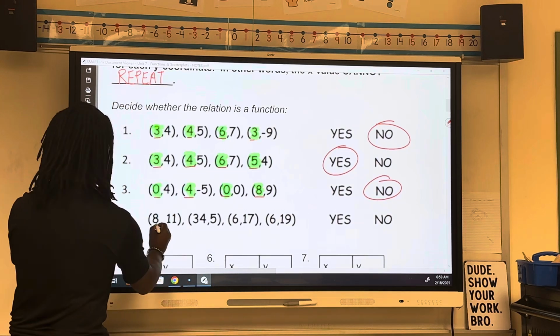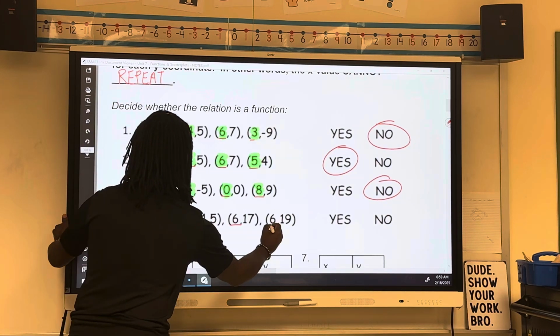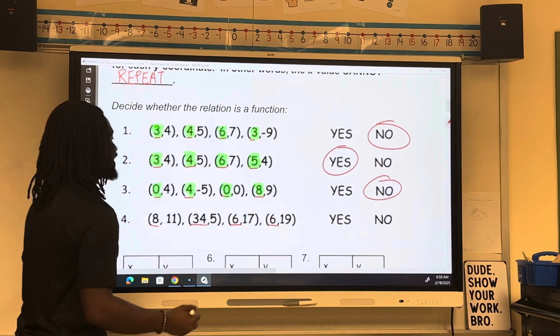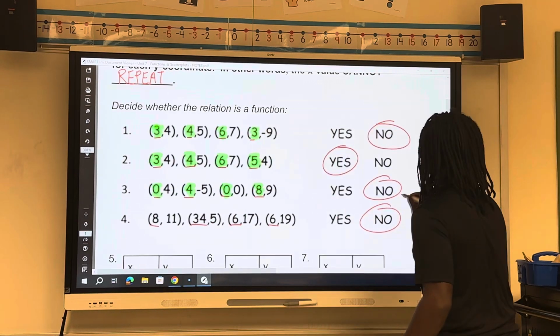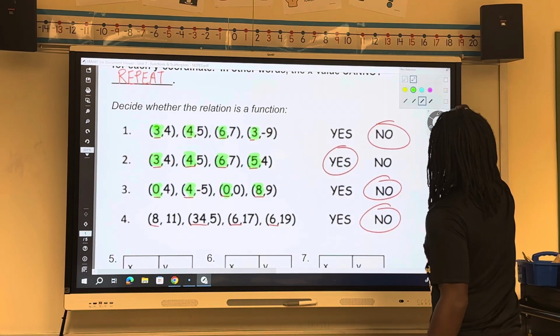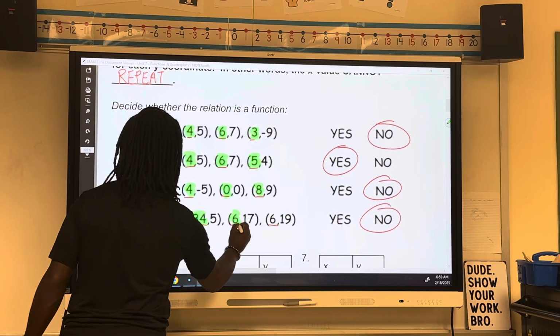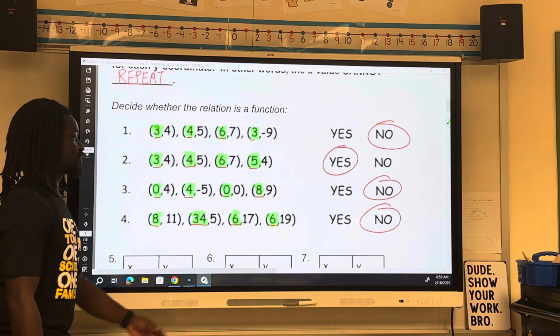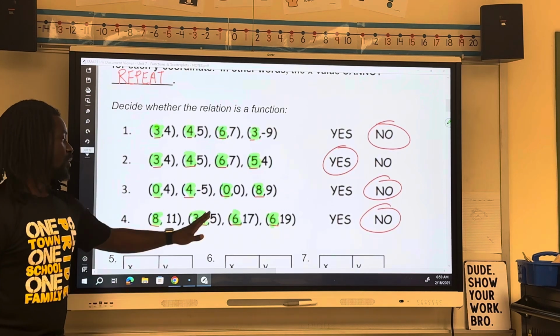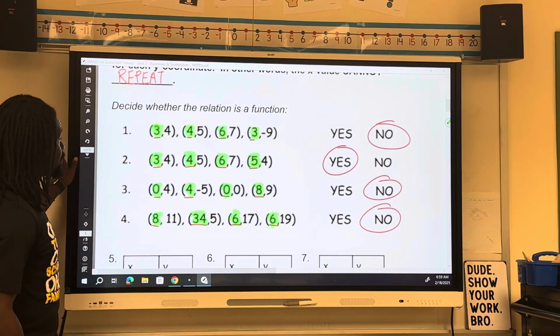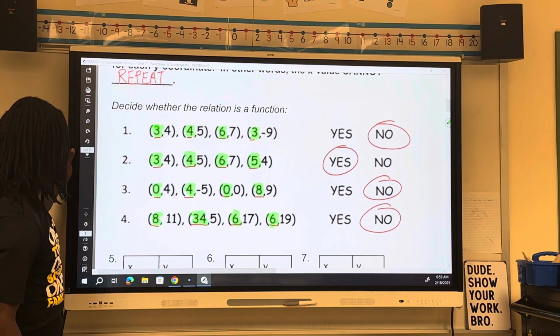And then lastly, I'm looking at 8, 34, 6, and 6. Okay, again, same thing. This is not a function. Why? Because the 6's repeat. Okay, so there's 2 6's and they repeat, therefore it is not a function.